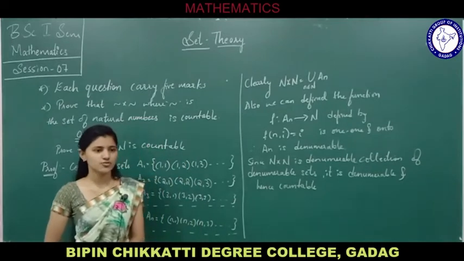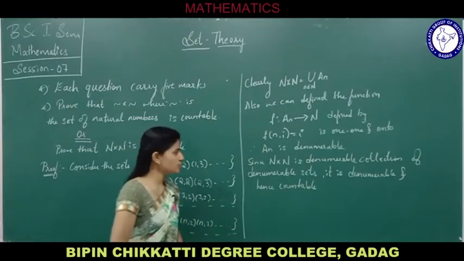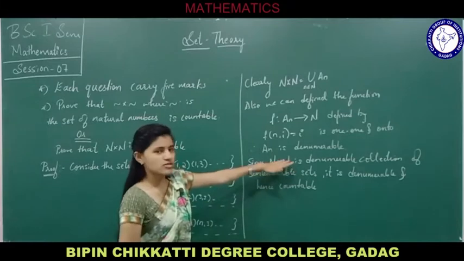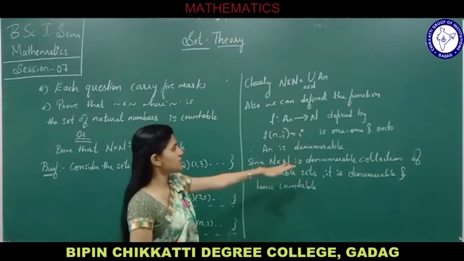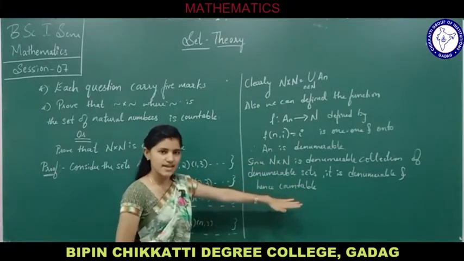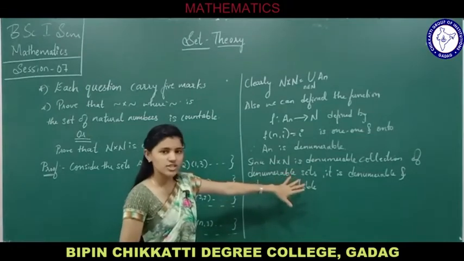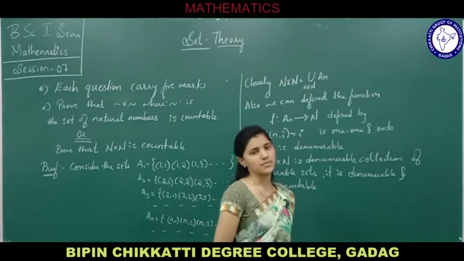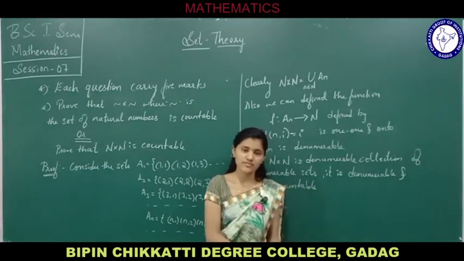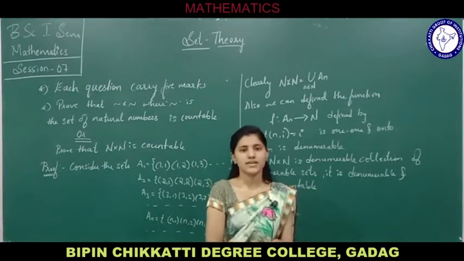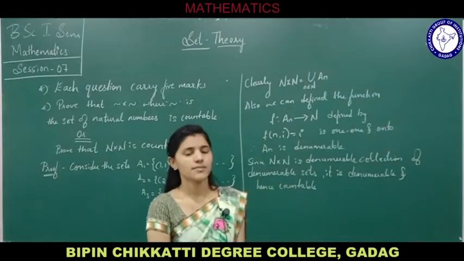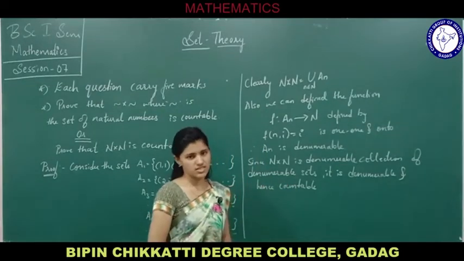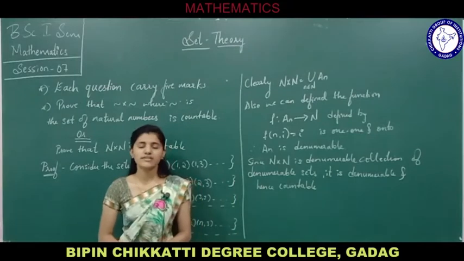If it is one-one and onto, it is going to be denumerable. Therefore An is denumerable. Why is it denumerable? Because N cross N is a denumerable collection of denumerable sets. So if it is a collection of denumerable sets, then obviously it is going to be denumerable. And if it is denumerable, we say that it is countable. Hence we proved the given statement. It is not a theorem, actually; we have proved the given statement.